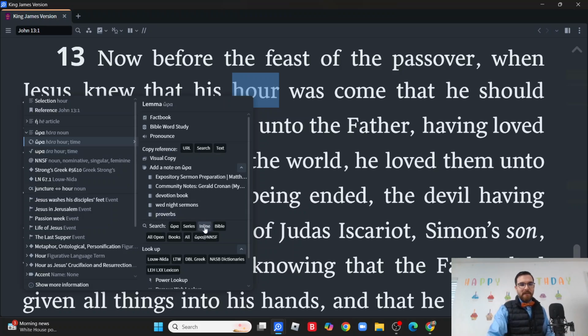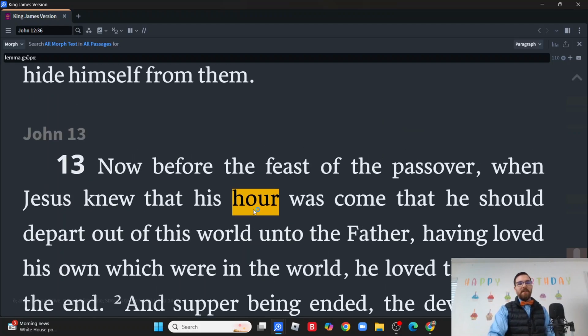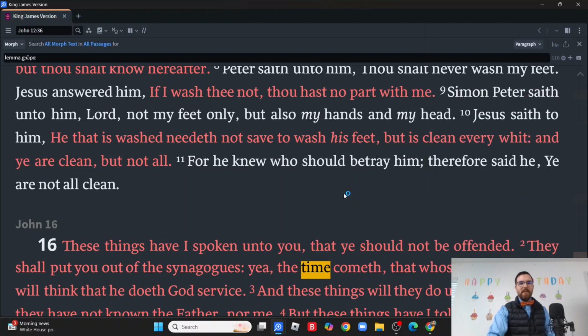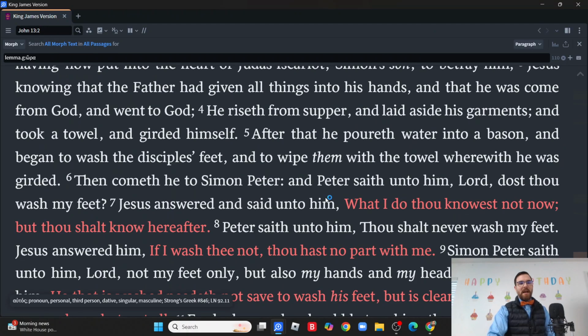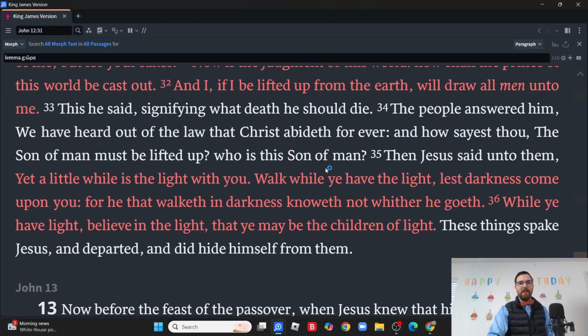And let me do this. So I just looked for when this word hour in the Greek shows up in the text. I'm going to zoom out a little bit because I think it'll be easier to see, and we'll see the different uses of the word hour. So before the feast, this is our text, right? That his hour was come. Like, okay, cool.